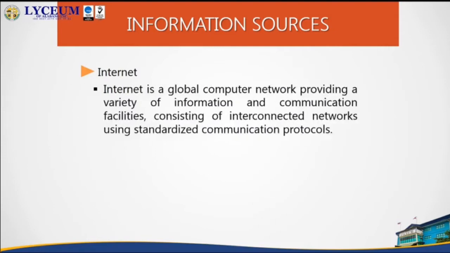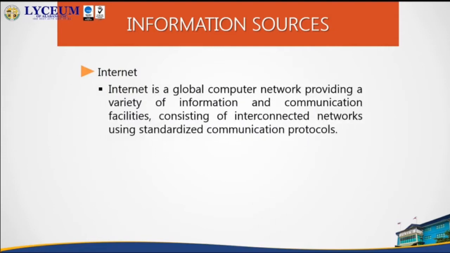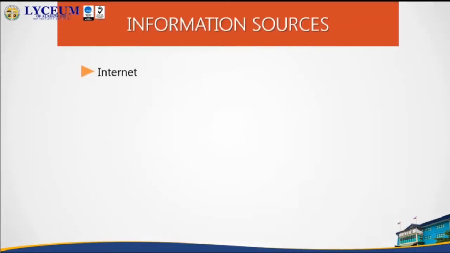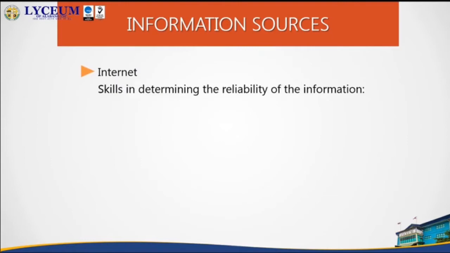Okay? So the Internet is a global computer network providing a variety of information and communication facilities, consisting of interconnected networks using standardized communication protocols. So that is the definition of the Internet. So let us go to the skills in determining the reliability of information. First, check the author. The author's willingness to be identified is a good indication of reliability.